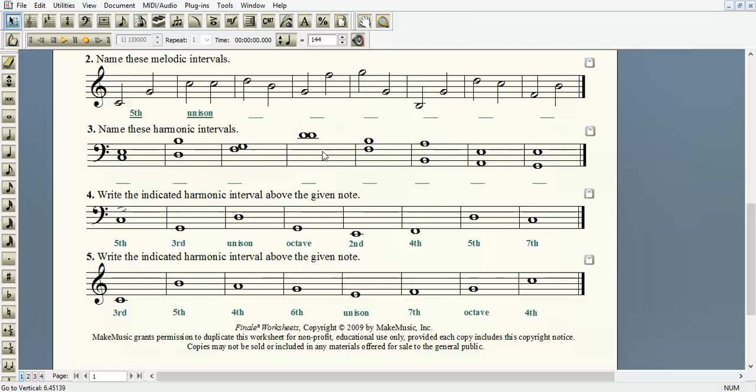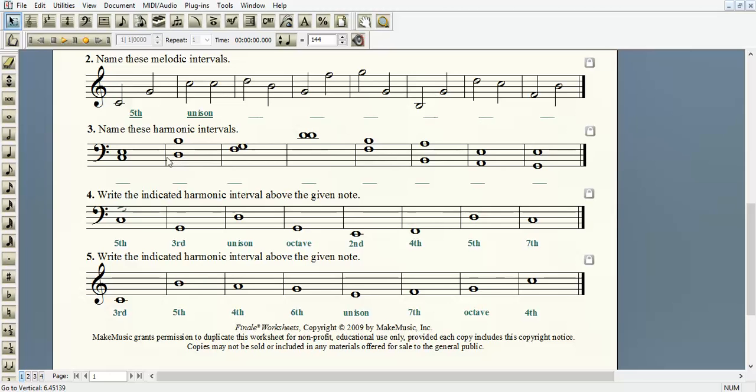And this is another one of our special cases. It's a unison, because they're the same. They're on the same spot. And then we have F, G, A, B. So F to B is what? That's right, a fourth.